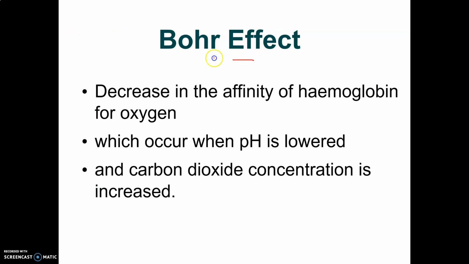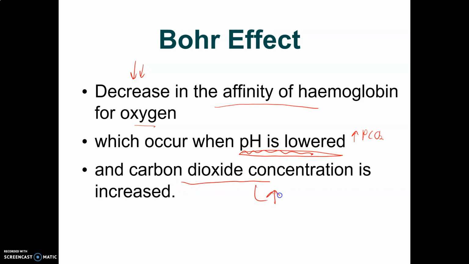So ini yang dikatakan Bohr's effect, okay, di mana adanya decrease in affinity of hemoglobin kepada oksigen, dan dia occur when pH is lowered. Bila pH is lower, okay, means dia ada increase in partial pressure of carbon dioxide. Masa ni hemoglobin memang sangat-sangat tak ada affinity kepada oksigen. That's why oksigen akan release daripada hemoglobin. Dan this is when the carbon dioxide concentration ataupun partial pressure of carbon dioxide is increased.